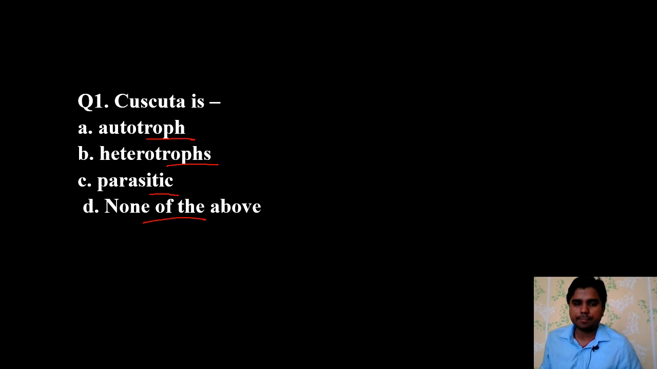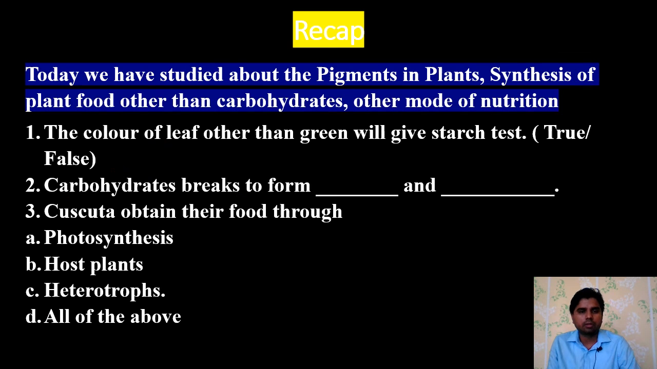Yes, students, I hope you all know this answer. We have discussed it earlier. So the answer would be parasitic plant. Yes or no? Okay. So now, students, we have to recapitulate everything we have studied. We have studied the pigments in other plants which do not have green pigment, then the synthesis of food other than carbohydrate, and other modes of nutrition also. So these are the questions.